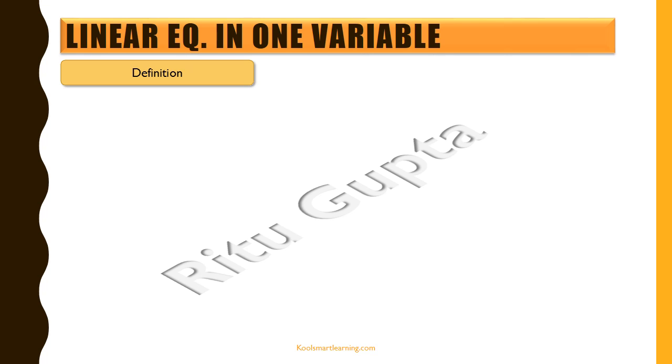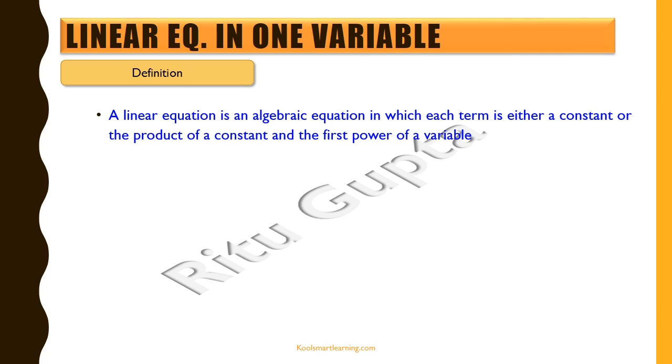Equation. Let's start with the definition of linear equations in one variable. So first of all, before understanding what linear equations in one variable are, let's first try to understand what linear equations are. A linear equation is an algebraic equation in which each term is either a constant or the product of a constant and the first power of a variable.